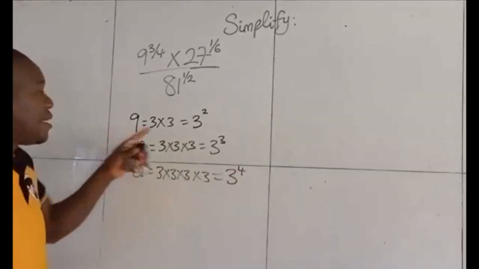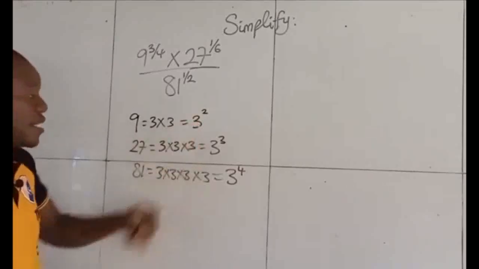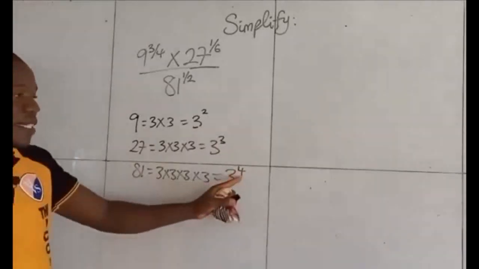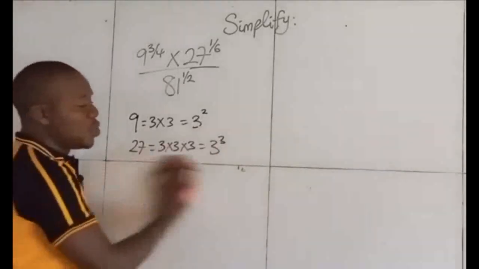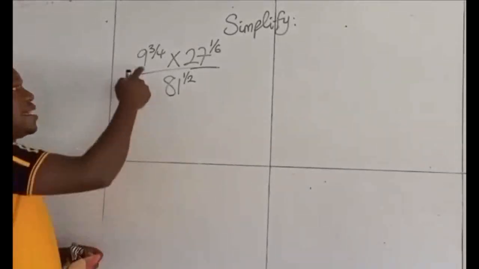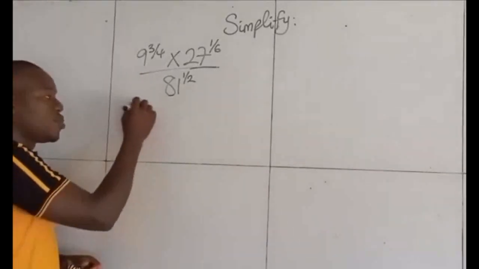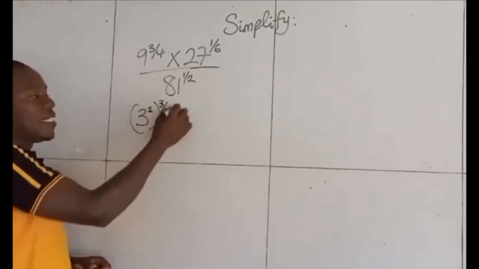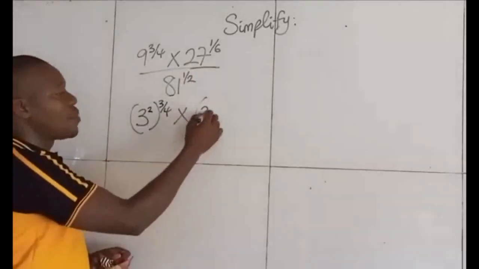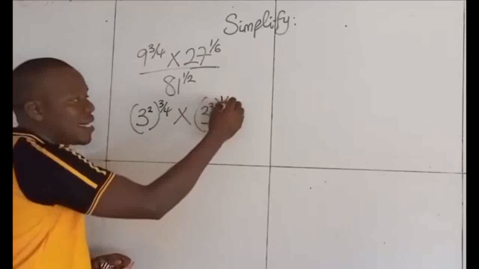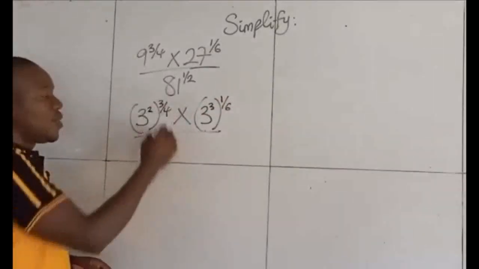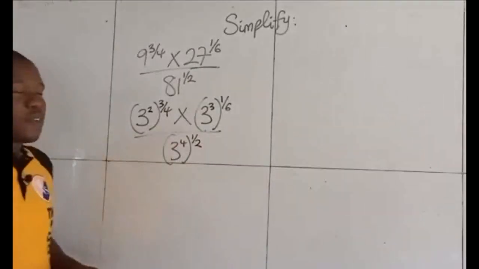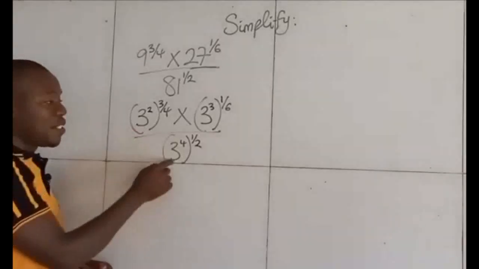What this means is that 9 can be expressed as a power of 3, 27 can also be expressed as a power of 3, and 81 can be expressed as a power of 3. So when that is known, we can simplify the bases. Instead of 9, I have 3 raised to the power 2, but I still have 3 over 4. 27 becomes 3 raised to the power 3, but I still have 1 over 6. All over 81 becomes 3 raised to the power 4, but I still have 1 over 2. So we've simplified the expression to have common bases.